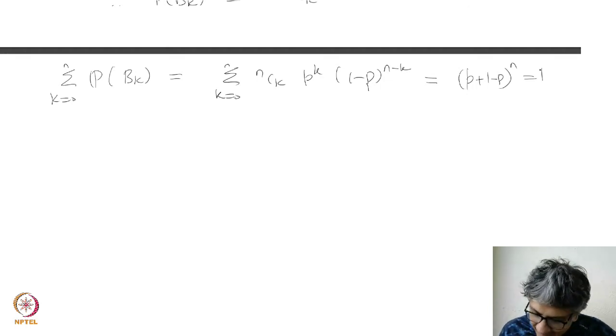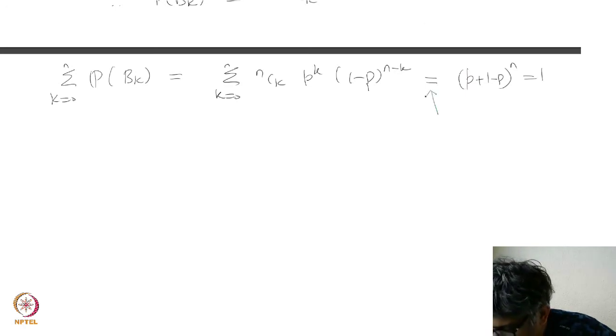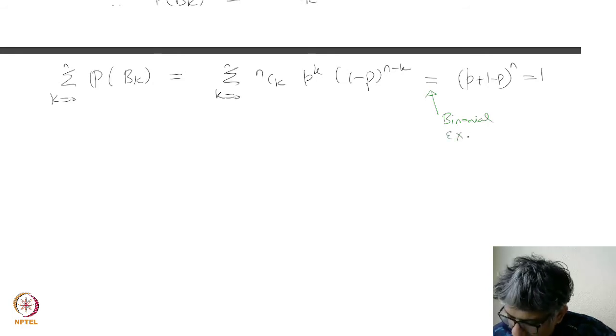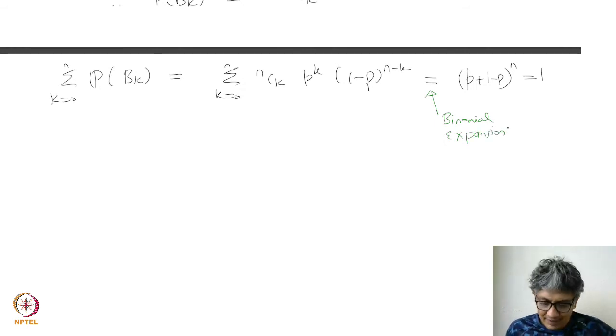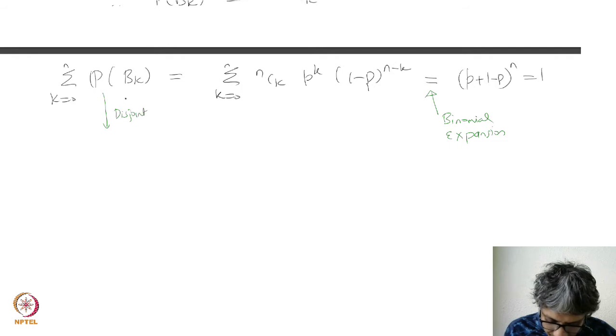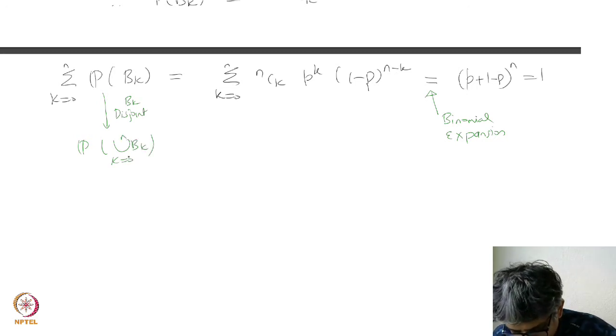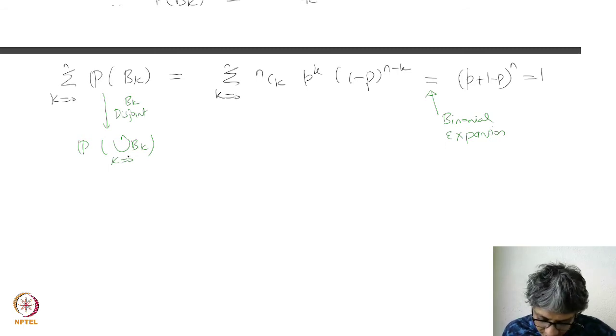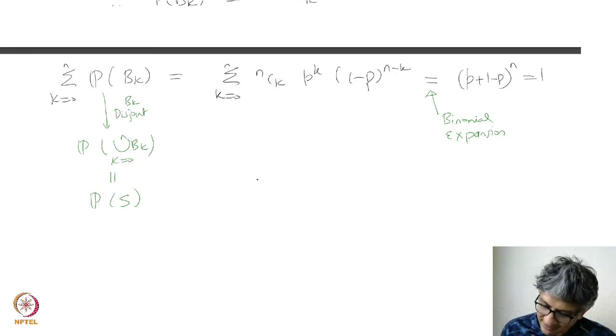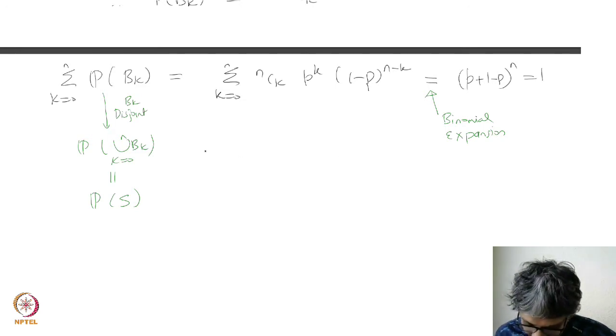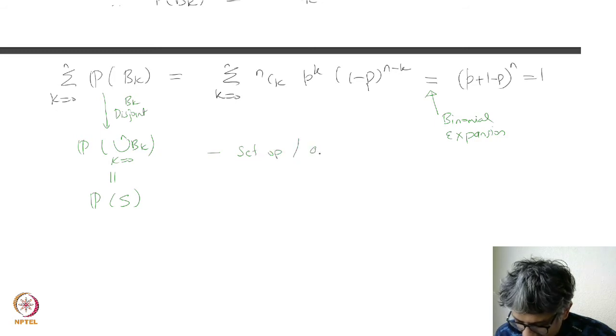If you look at this side, I'm just using the binomial expansion, that is, a plus b to the power n is the sum of n choose k, a to the power k, b to the power n minus k. And on the other side, since the B_k's are all disjoint events, this is the same as the chance of the union over k equal to 0 to n of B_k. That means in n trials, I can have 0 successes, 1 success, all the way to n successes. That's the same as anything in the sample space can occur. So in a roundabout way, we have shown that our probability is set up correctly, and the probability of S is equal to 1. So our setup and answer is correct.